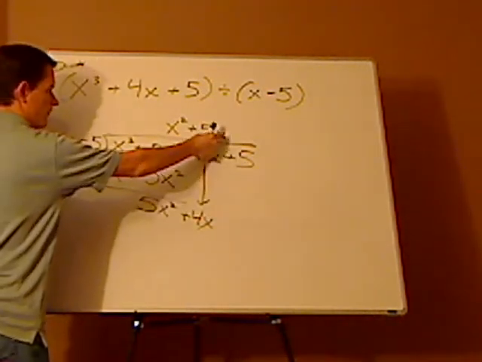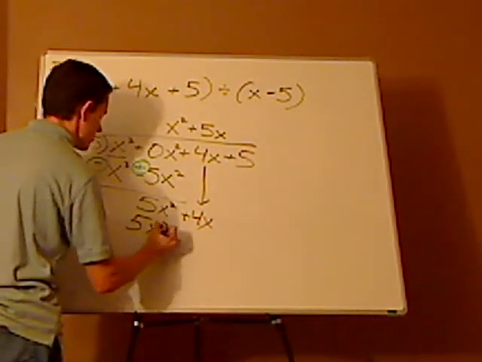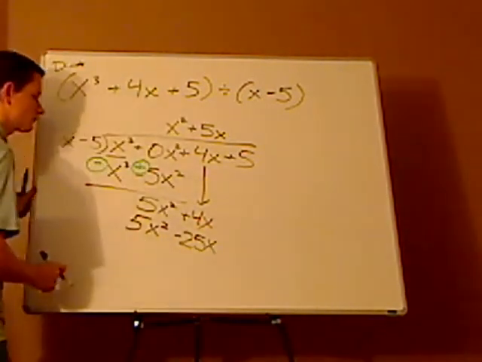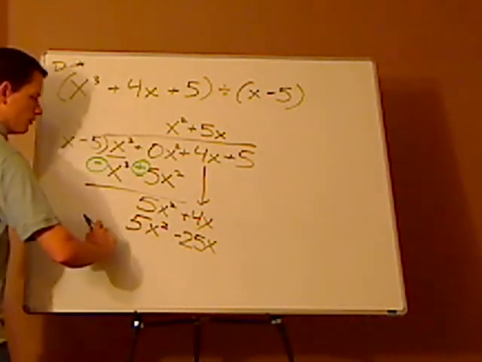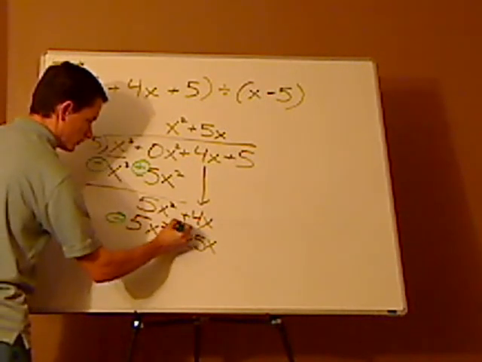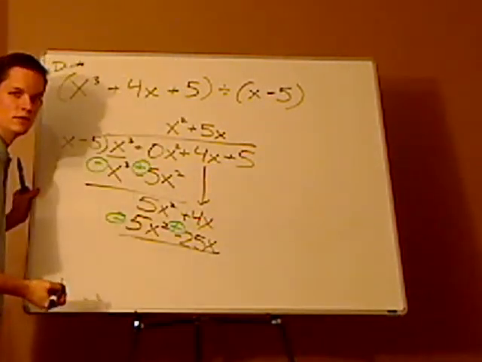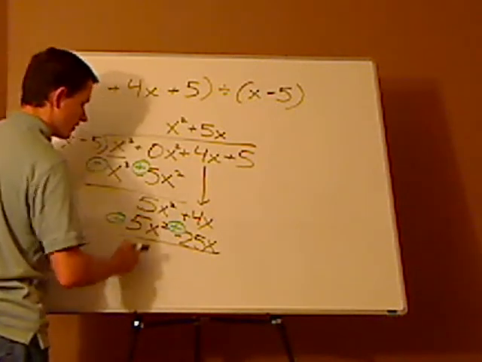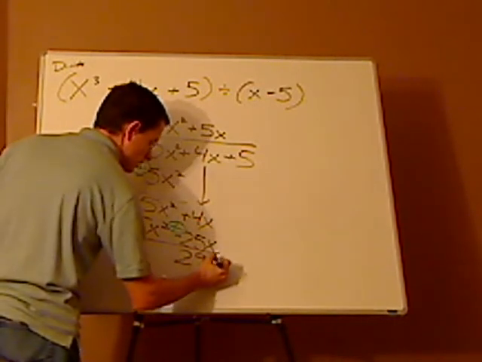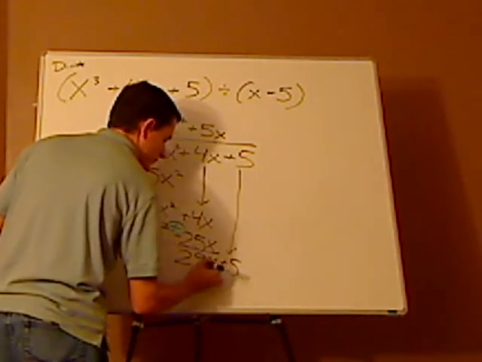So then you distribute, you take the 5x and multiply it by this. This gives you 5x squared minus 25x. Then you do the same thing. You do the opposite sign, so you distribute a negative 1 throughout this because you're subtracting. After you distribute, you start canceling things out. So this is going to cancel out. 4x plus 25x gives you 29x. And then you simply drop down the 5.